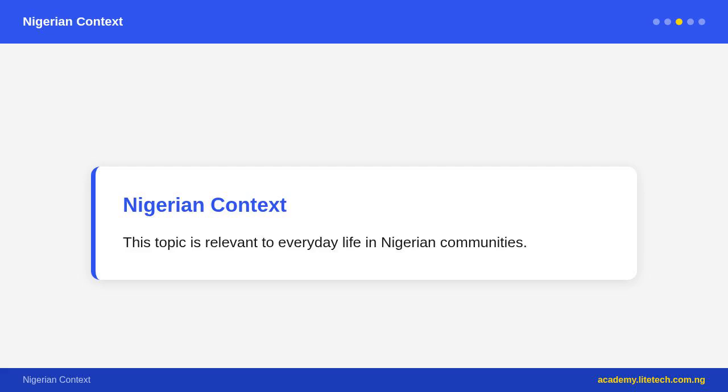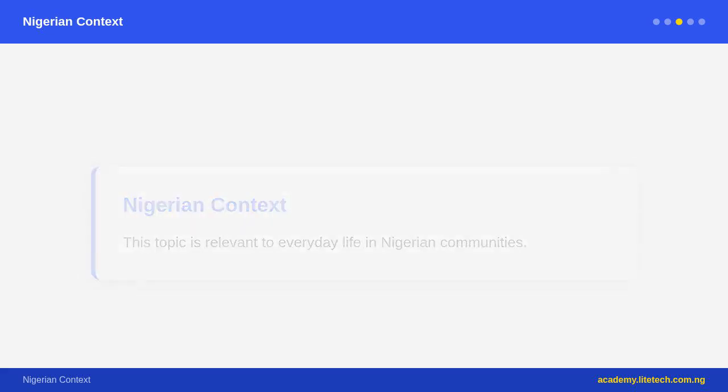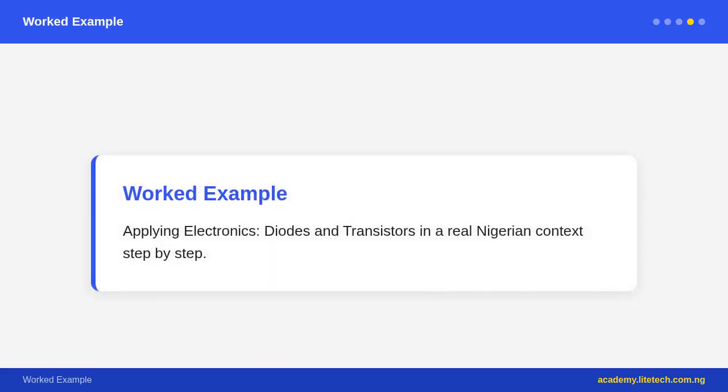Another special diode is the Zener diode, which is designed to work in reverse bias to regulate voltage. It is used in voltage regulator circuits to keep a constant voltage even when the supply fluctuates, important in Nigeria where power supply can be unstable.